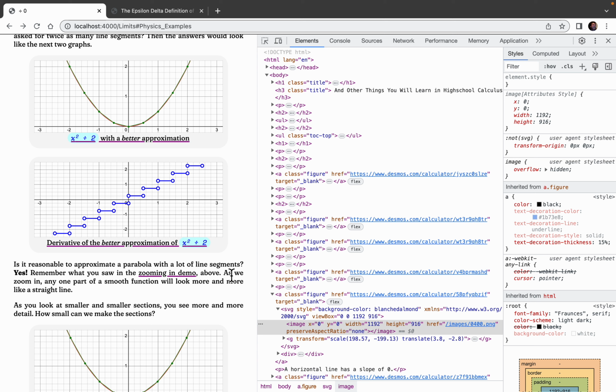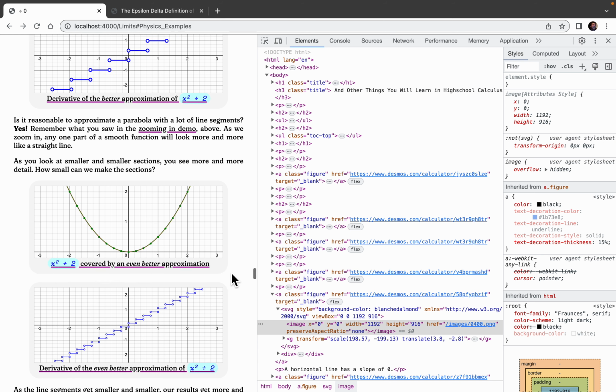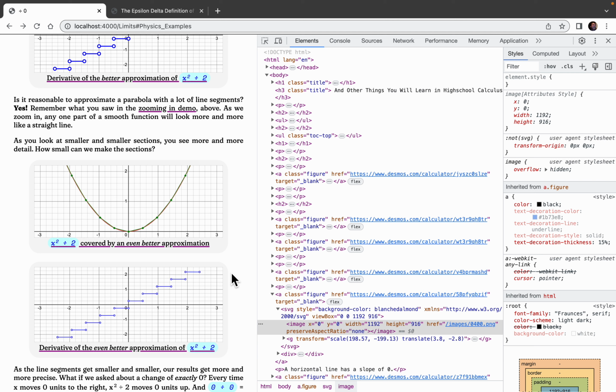As we zoom in, any one part of a smooth function will look more and more like a straight line. As you look at smaller and smaller sections, you see more and more detail. How small can we make these sections? As the line segments get smaller and smaller, our results get even more and more precise.